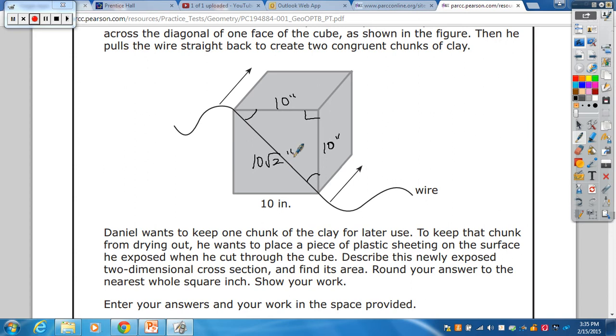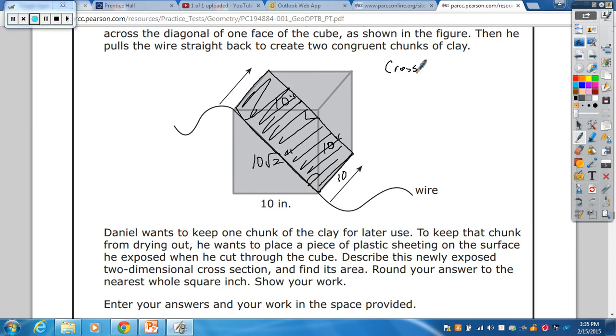Now, what they're really asking for is the cross-section, and what I want you to see, I'm going to try to highlight the cross-section right here. The shape of the cross-section that we have to cover with plastic paper is this right here, okay? We know that one length is going to be 10 radical 2, and that this length is going to be 10. If I redraw this, it's a rectangle there, so make sure that you identify that the cross-section is a rectangle.